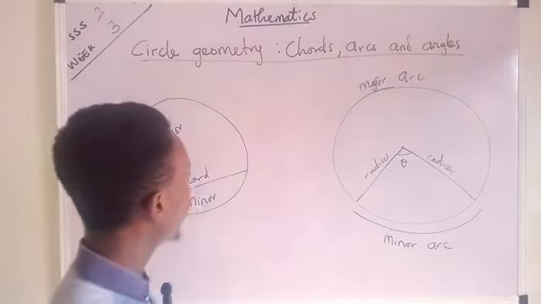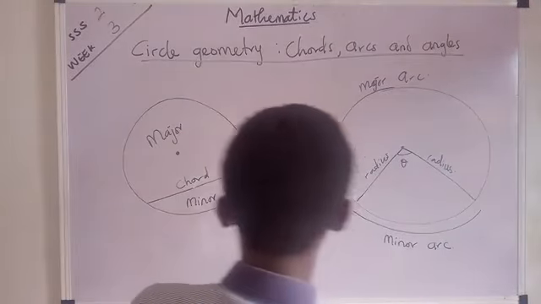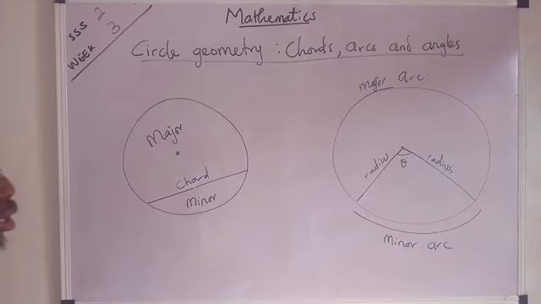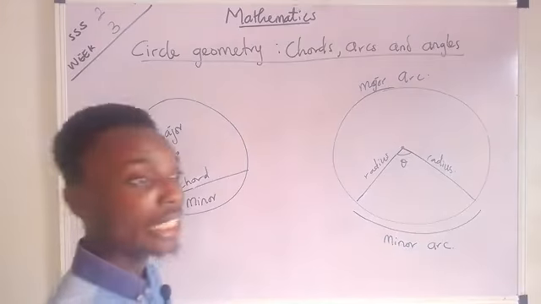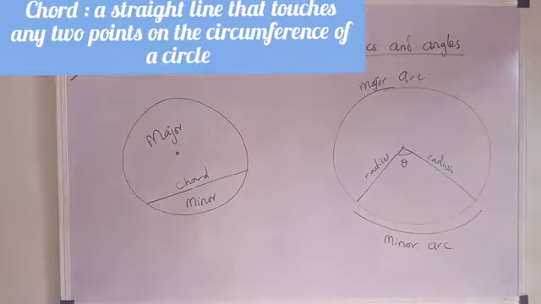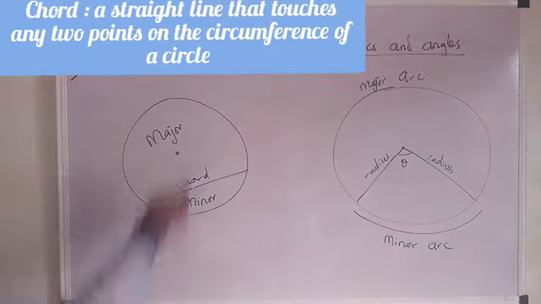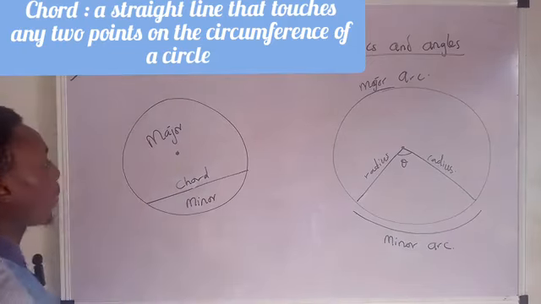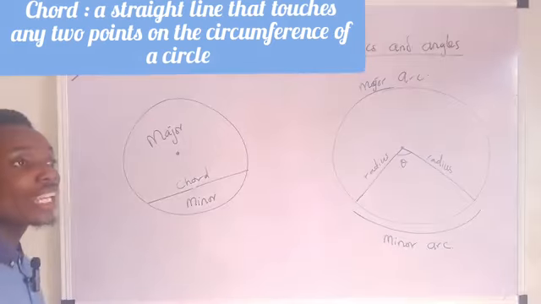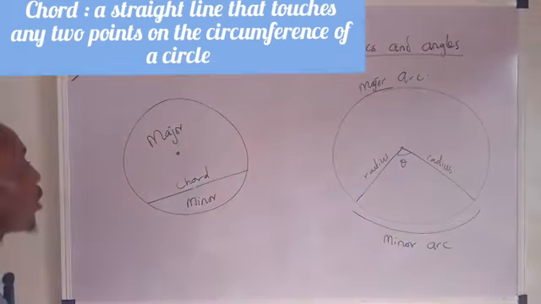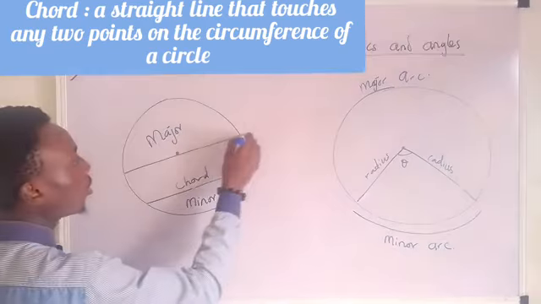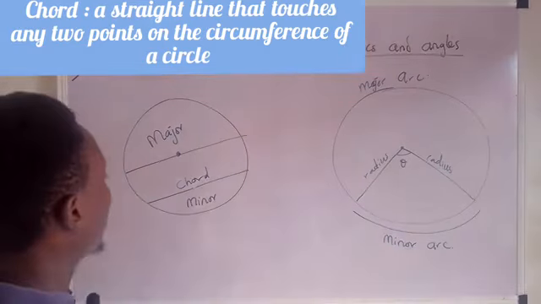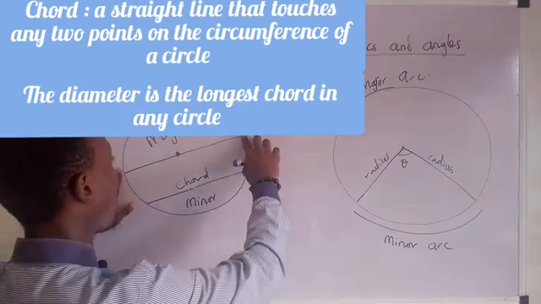Now, moving very quickly, let's talk a bit about this other part of a circle. Now you have your chord. What is your chord? Your chord is any straight line that touches any two points on your circumference. Like I said, this is your circumference, right? It touches any two parts of your circumference. Now the longest chord in your circle is actually your what? Your diameter.